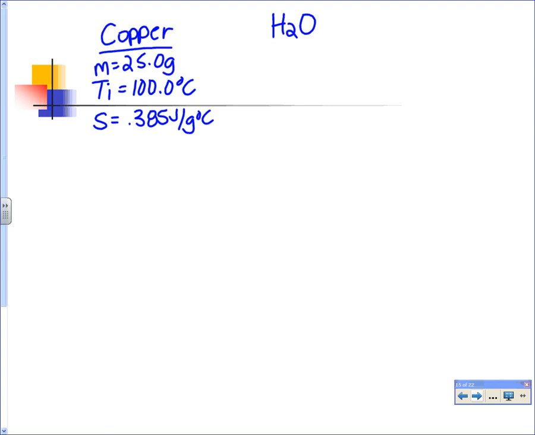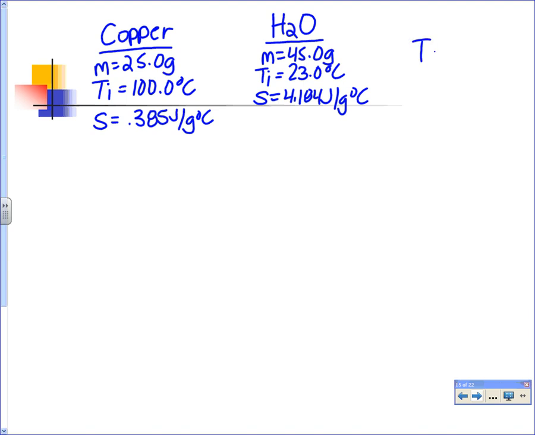We also have our water, and we know that we were starting with a mass of 45 grams. Its initial temperature, it was cool, it was 23 degrees Celsius. And the specific heat we always have memorized, which is 4.184 joules per gram degrees Celsius. And we're trying to find out what is the final temperature of this system.